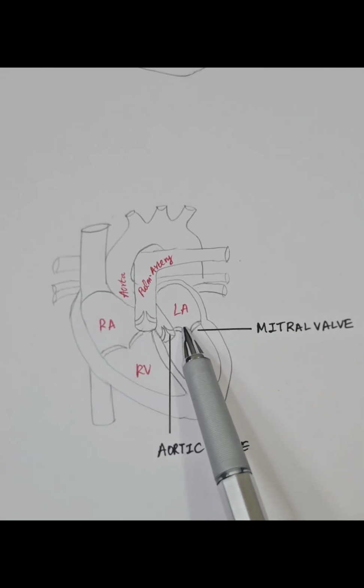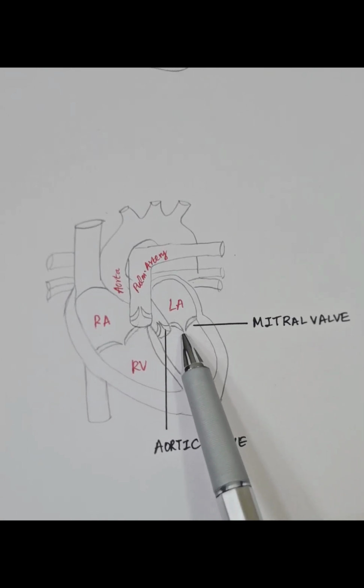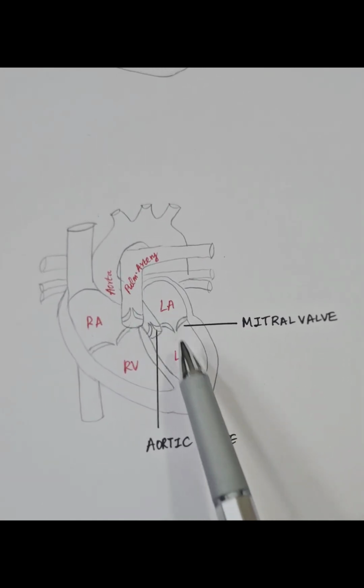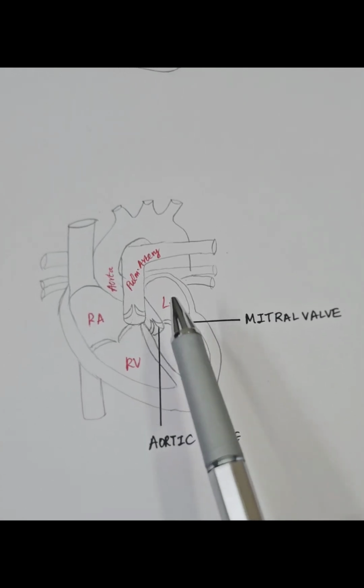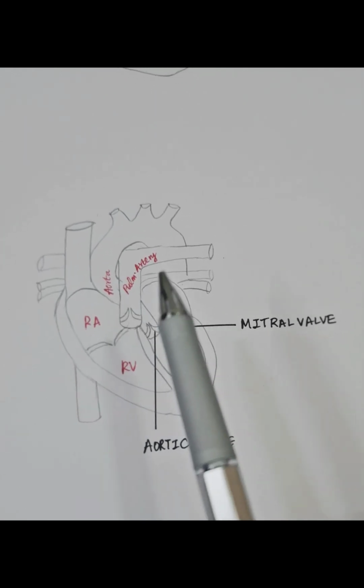Even if the mitral valve opens, there will be a very small gap for blood to enter from the left atrium to the left ventricle. So the valve will be very narrow or stenosed. This is what happens in mitral stenosis.